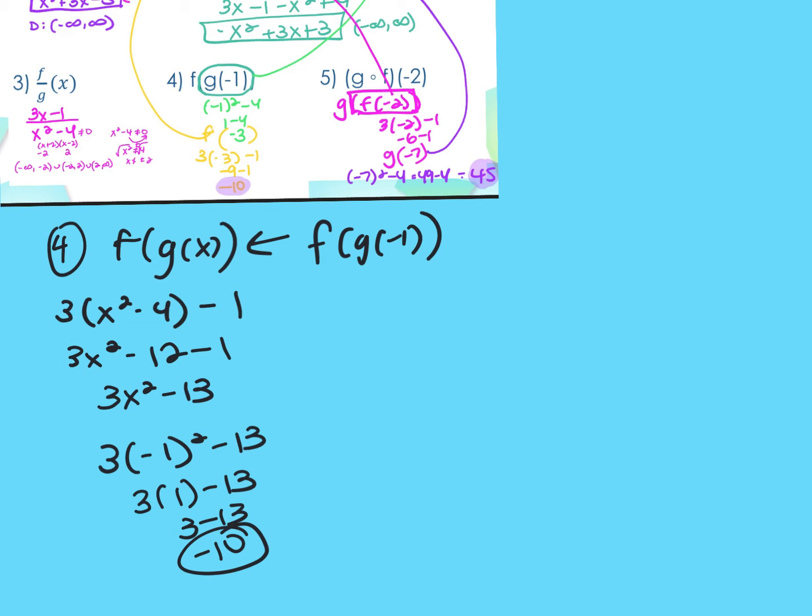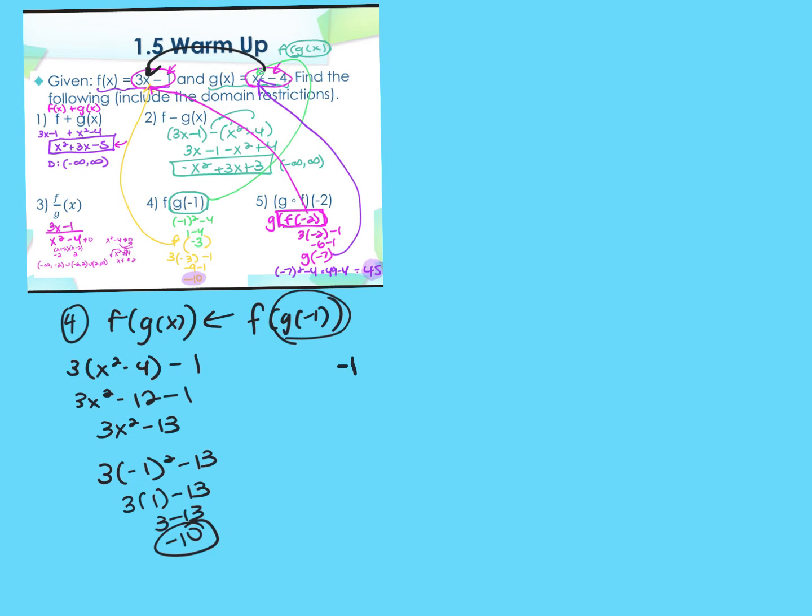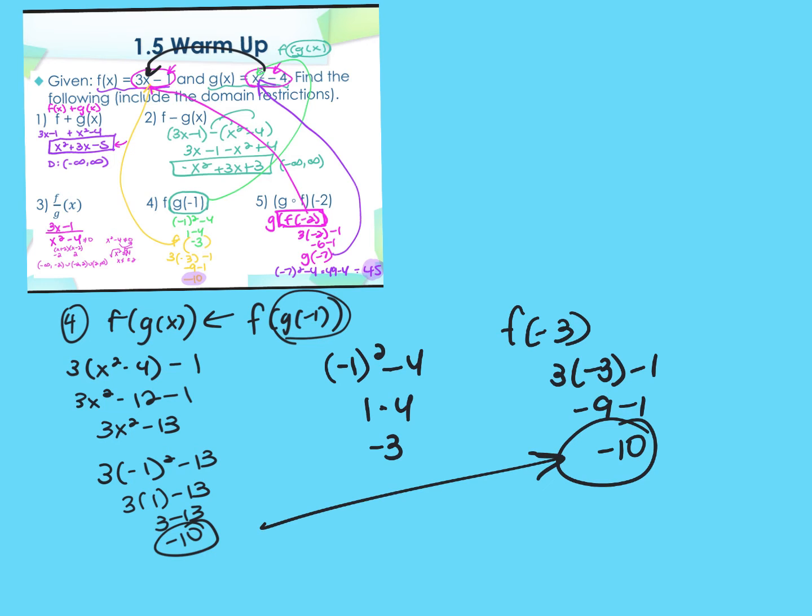And get my answer. Or I can plug -1 into g, which is what I did on the video. -1 squared minus 4, which is 1 minus 4, which is -3, and then find f of -3. Either way, you get the same answer. I think the second method is less confusing, but you get to choose.